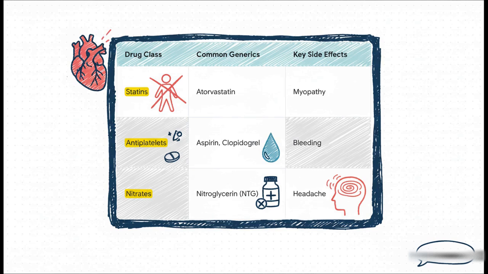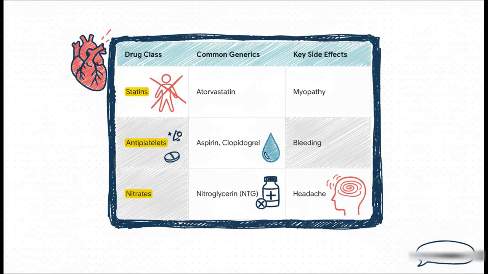The huge side effect you need to know is myopathy. That's muscle pain. And in rare severe cases, this can actually progress to rhabdomyolysis, a really serious condition where muscles break down. Next, antiplatelets. Think aspirin and clopidogrel. They prevent blood clots from forming, so it makes sense that their biggest risk is bleeding.